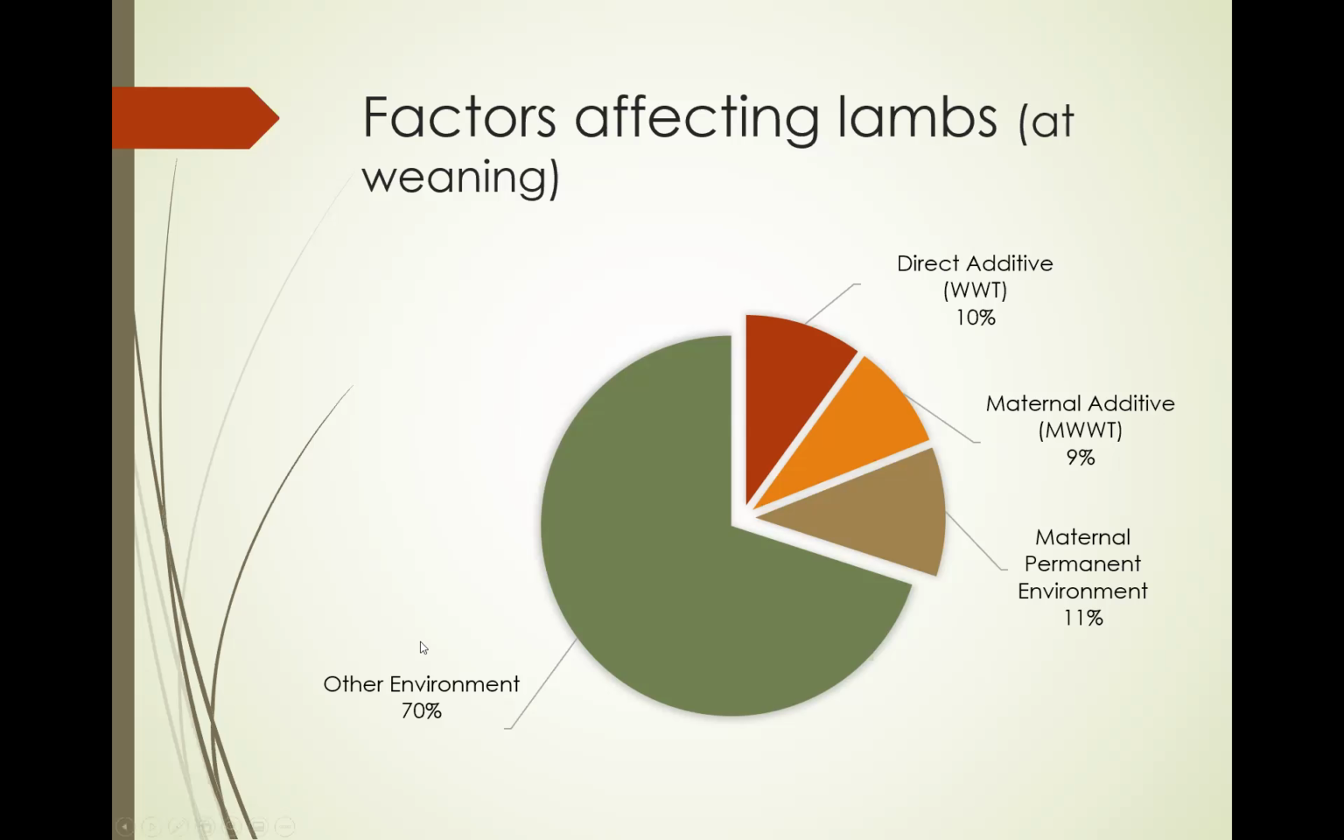So about 20% is additive, about 10% is the maternal permanent, and very much of it is environmental. So that's the context in which we're working when we're trying to parse out various factors that impact the way a lamb grows up through weaning time.